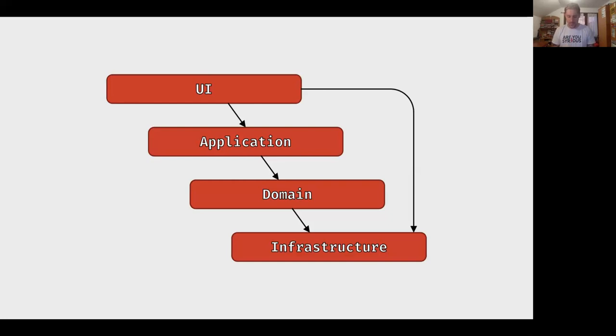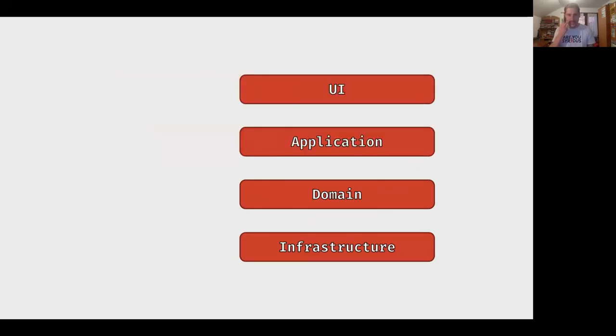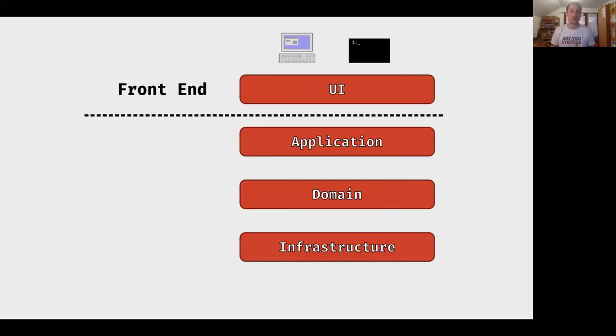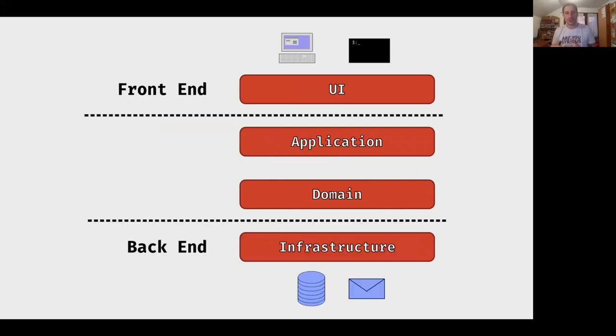Now, another way to look at these layers, the way that we traditionally tend to think about them, is to say that the user interface layer is the front end of your application. The infrastructure layer is the backend. And then this middle part, I chose to call the core, but you can also call it the heart of your software if you wish to be more poetic.